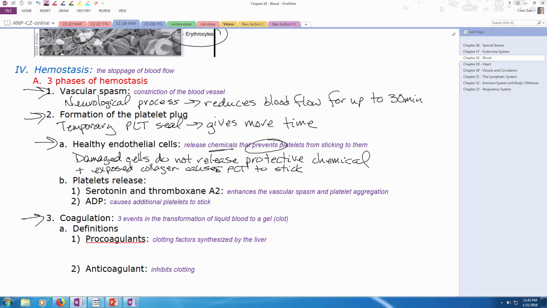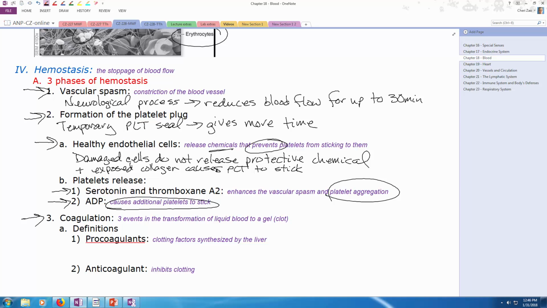And platelets are known to release 3 chemicals into their environment. They'll release serotonin and thromboxane A2 as well as ADP. All of those chemicals are going to cause more platelets to aggregate. So causing additional platelets to stick is basically the same thing as saying platelet aggregation. When a group aggregates, a whole bunch of people come on in. So we'll bring in a whole bunch of people and we will be even stickier because of ADP.